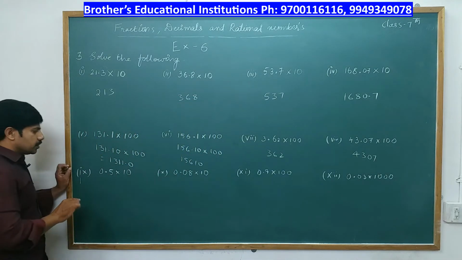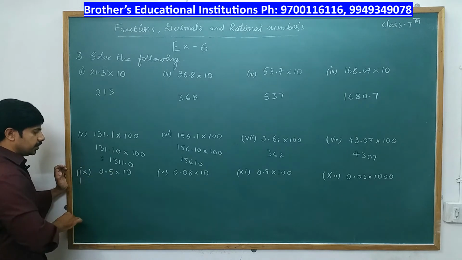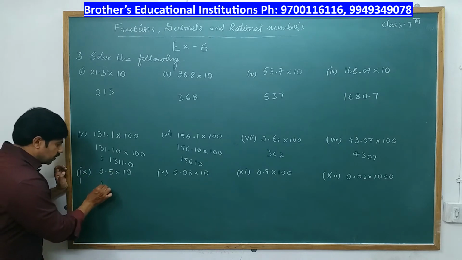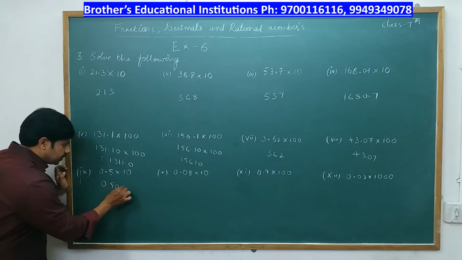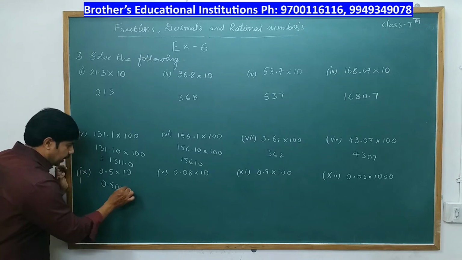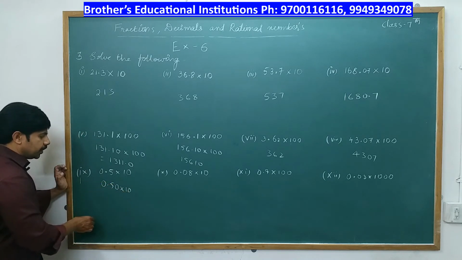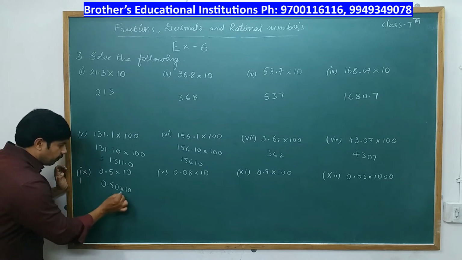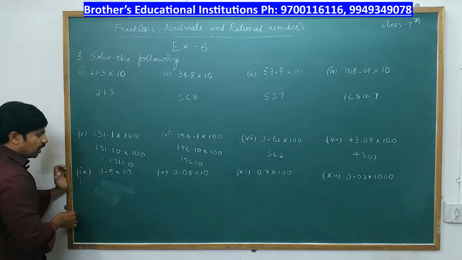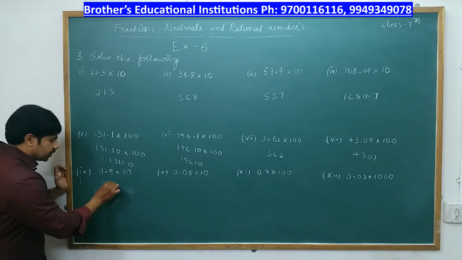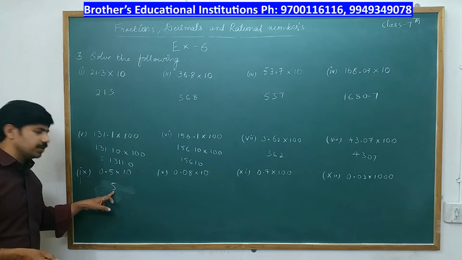0.5 into 10. So 0.5 into 10 means we need to shift this decimal after one digit. Okay, so in order to shift, what I will do is I just write 0.50 into 10. If I shift this decimal after one digit, okay, sorry, no need to write this step also. Shift this decimal after one digit, we get simply 5. Okay, just shift the decimal after one digit, this is 5.